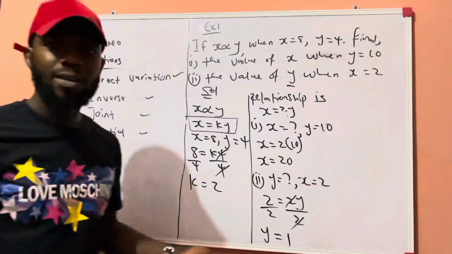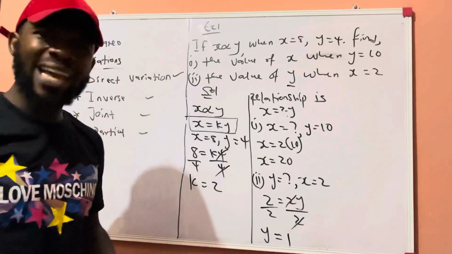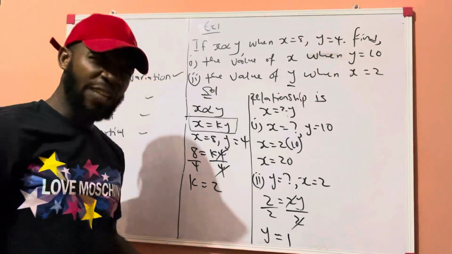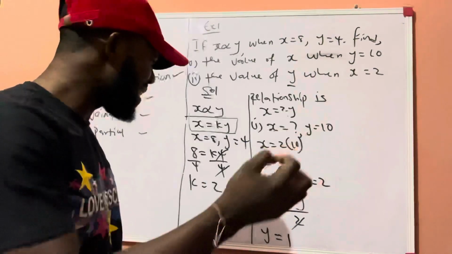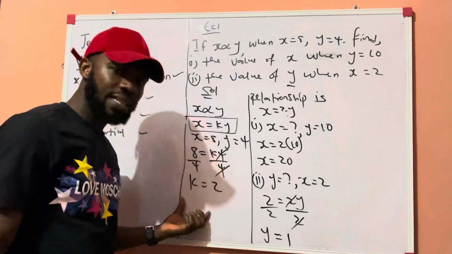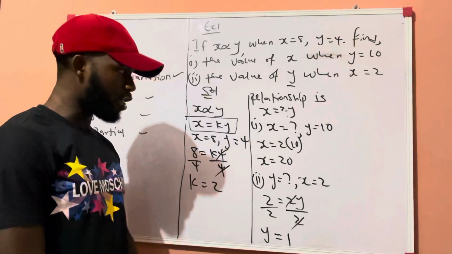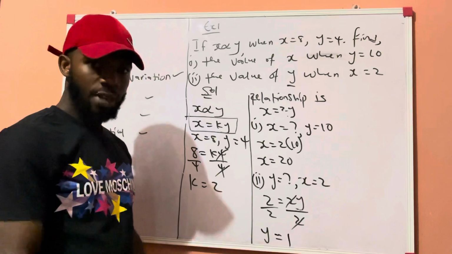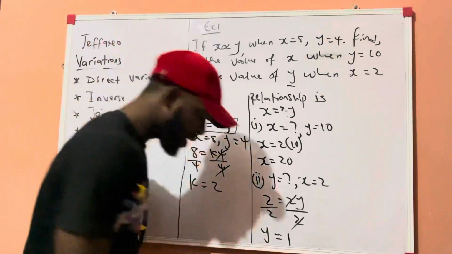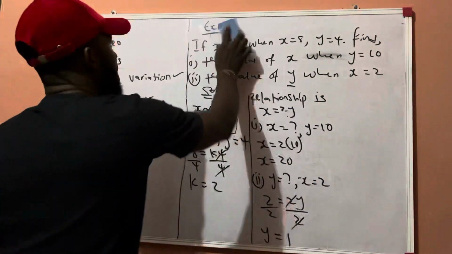That's the answer. Class, now you see why it is very important. It is very crucial and very necessary to get your constant and also to get your what? Your relationship. That was example number 1. Let's go to example number 2, which is the last example for today.